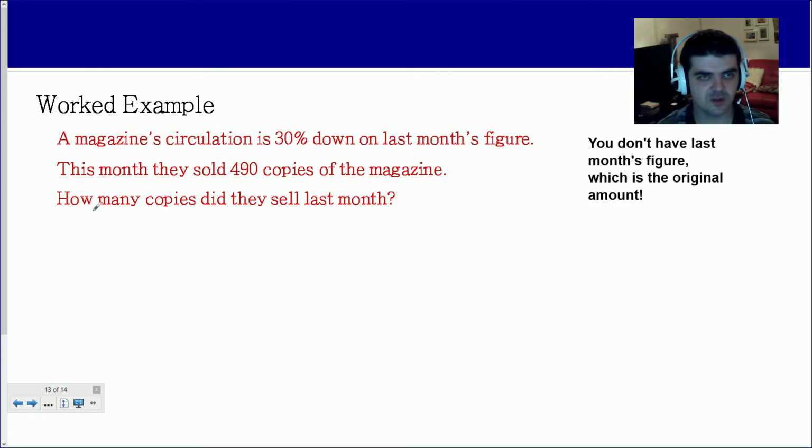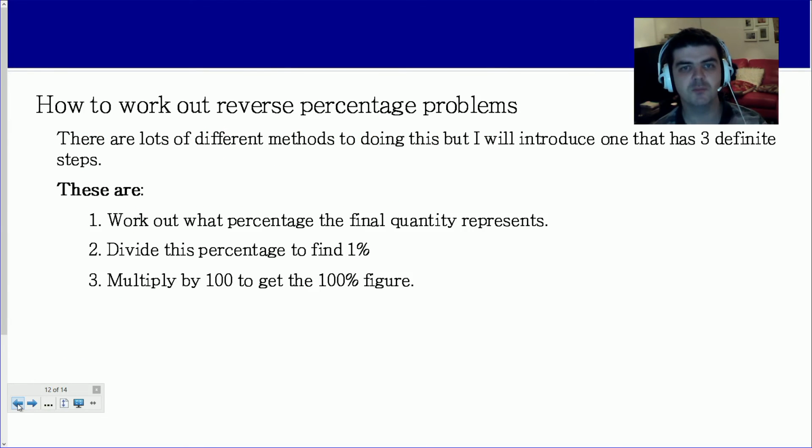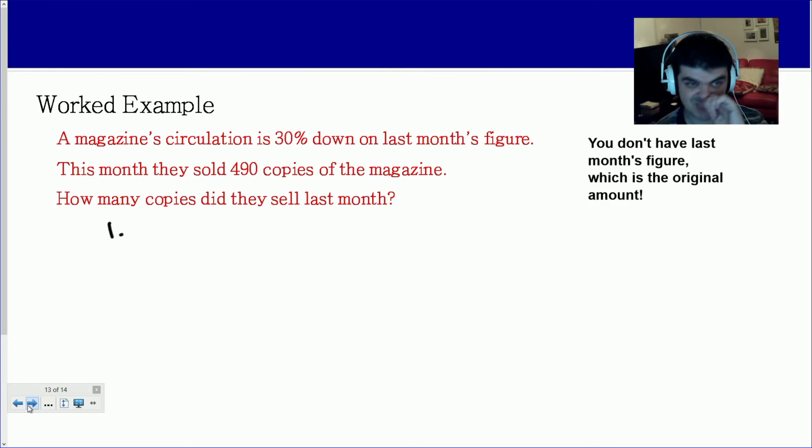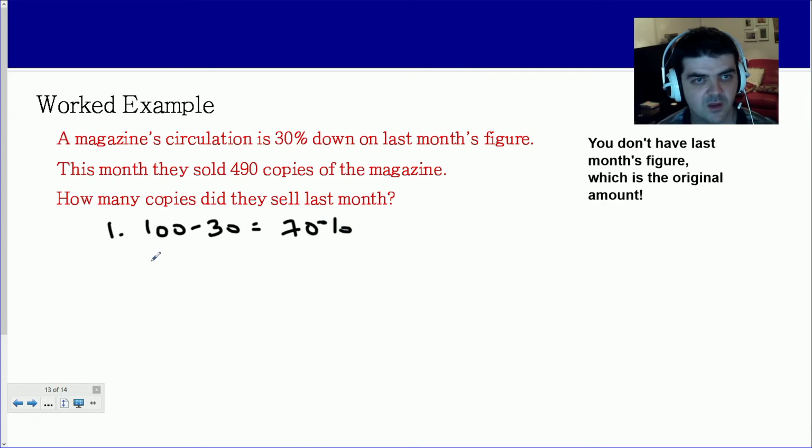Okay, so let's work through our steps, and I'll flick back and forward to get them. Work out what percentage the final quantity represents. So what does that mean? Well, what is the 490? What percentage does the 490 represent? 490 is 30% down on the last month's figure. Last month's figure is the original figure, which we assume to be the 100%. So for 30% down on that, we are 100 minus 30. So that's 70%. So we've worked out 70% of the magazines is equal to 490.